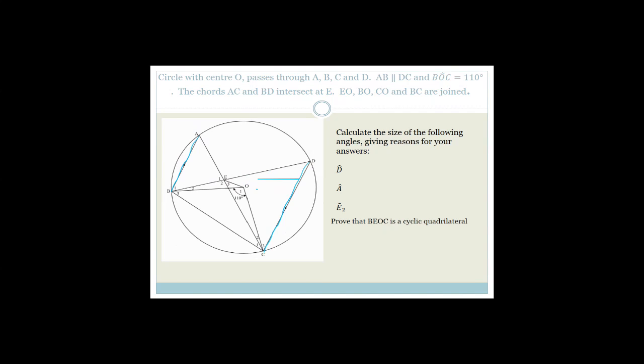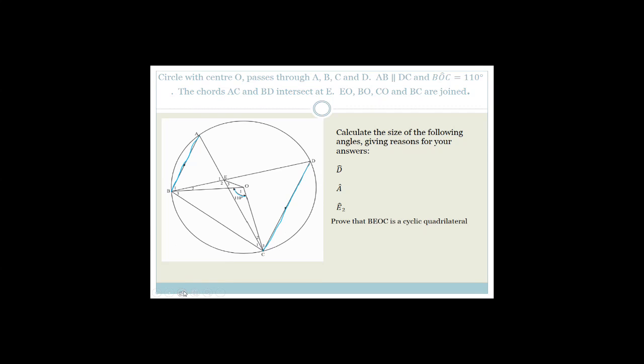And they tell you the angle BOC is 110 degrees. That's what is given. Okay, they tell you that chords AC and BD intersect at E, so they just randomly cut, and all the other lines are joined. Now it says, calculate the size of the following angles, giving reasons for your answers.